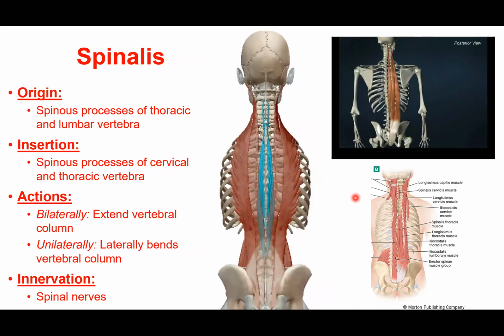All right, and then finally is the spinalis muscle. This one, again, is the most medial of the three erector spinae muscles, and this one originates on the spinous processes of the thoracic and lumbar vertebra, which you can see that, and inserts into the spinous processes of the cervical and thoracic vertebra. Bilaterally, just like the other two, it extends the vertebral column, and unilaterally, just like the other two, laterally bends the vertebral column and is innervated by the spinal nerves.